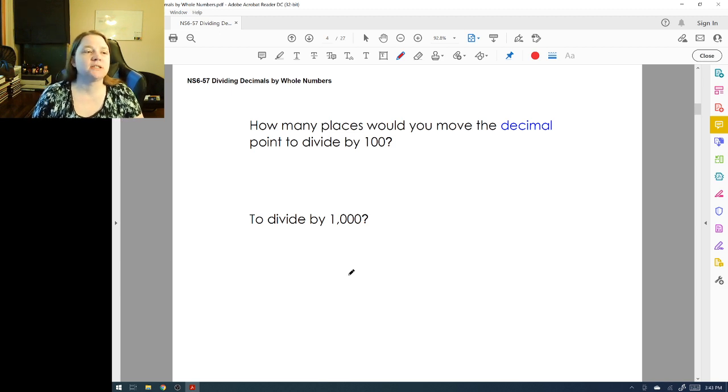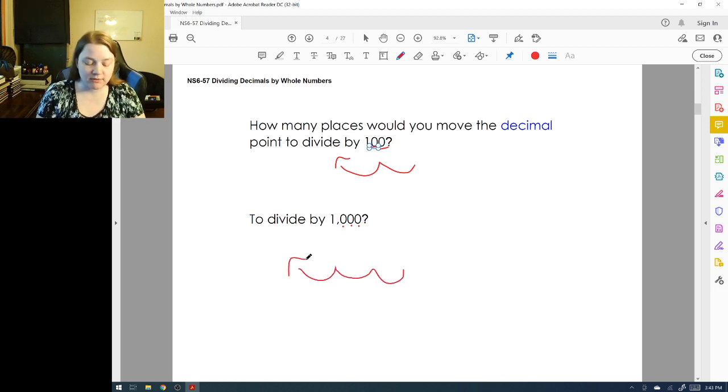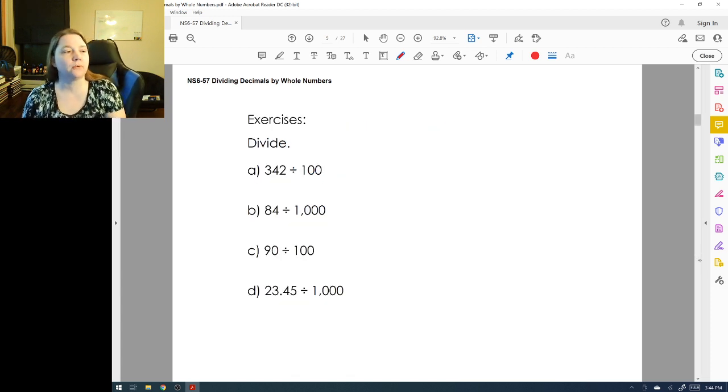How many places would you move the decimal if you were to divide by 100? So 100 is just dividing by 10 twice. Or we can see that there are 2 zeros in the number 100, so we would shift that decimal 2 spaces to the left. The number 1000 has 3 zeros, so we would shift that decimal 3 spaces to the left. Let's go ahead and take a look at what this would look like on these different numbers.